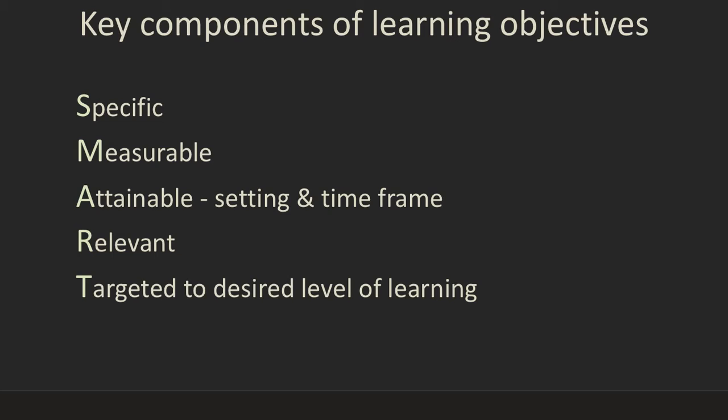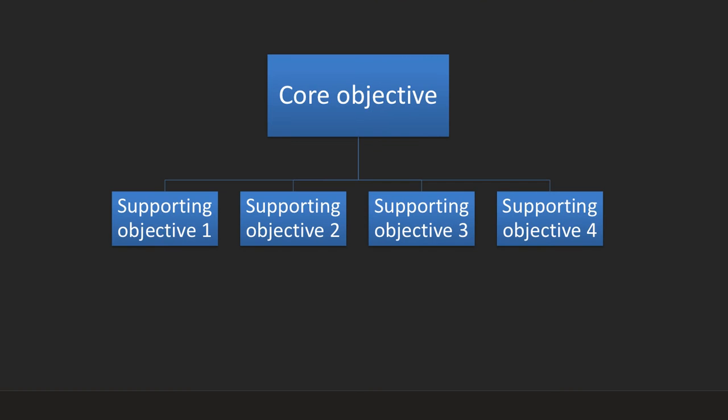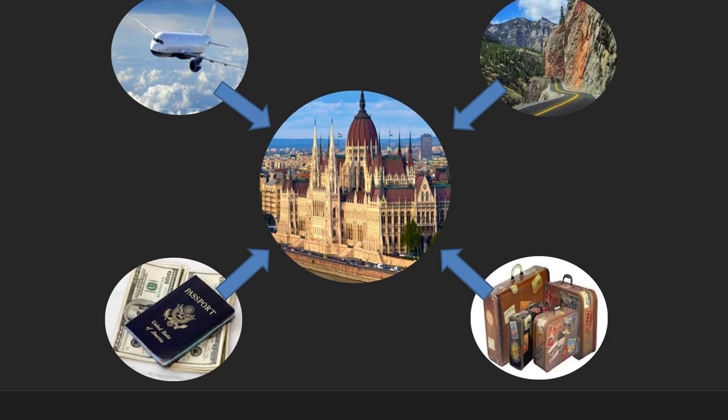Your learning objectives need to be smart. They need to be specific. They need to be measurable. They need to be attainable in their setting and in the time frame. They need to be directed to relevant learning and targeted to the appropriate level of learning. For any teaching session, you will have a core objective, and then you will have a number of supporting objectives. Think of your core objective as your destination, and the supporting objectives as how you get to that destination.